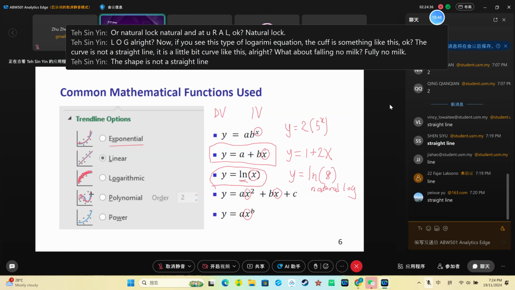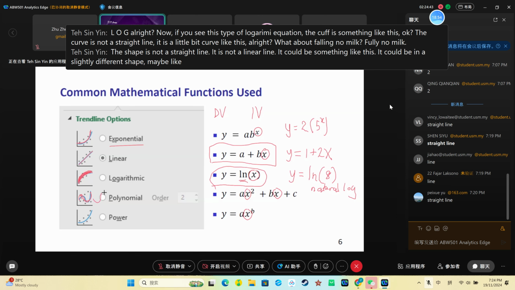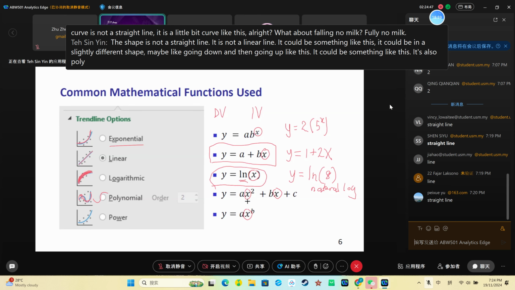It is not a linear line. It could be something like this. It could be in a slightly different shape, maybe like going down and then going up like this. It's also polynomial. So for polynomial, the x has a power more than 1.